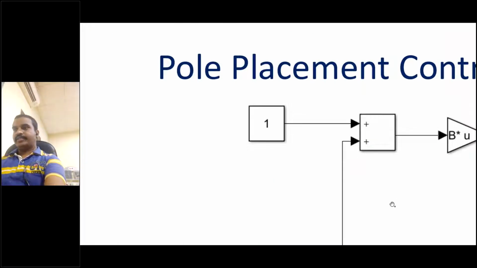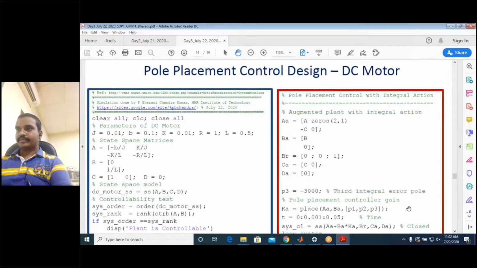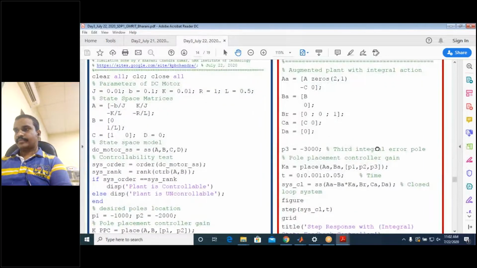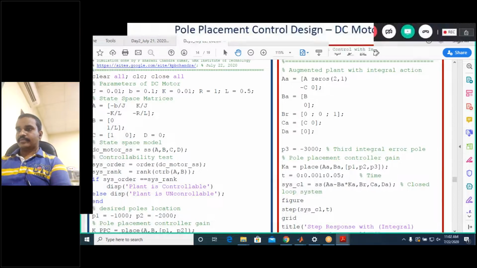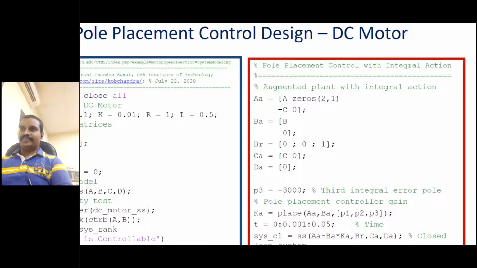So that is one thing. I will explain the second code as well. And this is without integral action.